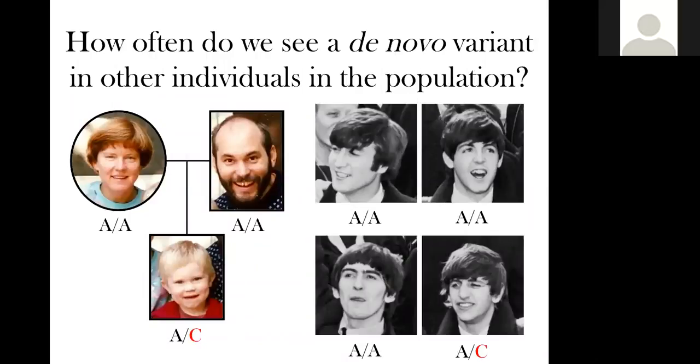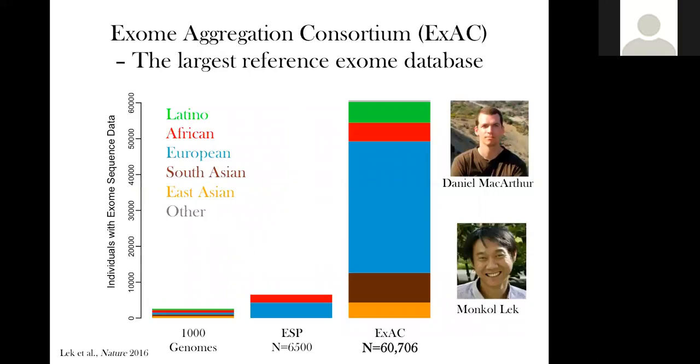So here we have a classic trio, your mom, dad, and child, and the child has a de novo variant, and I was just wondering, does anyone else in the world have one of these de novo variants? Of course, we needed some population and some cohort to represent our general population. So luckily, the Exome Aggregation Consortium had just arrived at this point. It was put together by Daly, MacArthur, and Monkol Lek, and it's a reference exome database that's an order of magnitude larger than what was previously available with the NHLBI-ESP data set, and of course 60 times larger than 1000 Genomes. So this is just a ton of individuals, none of which have autism.